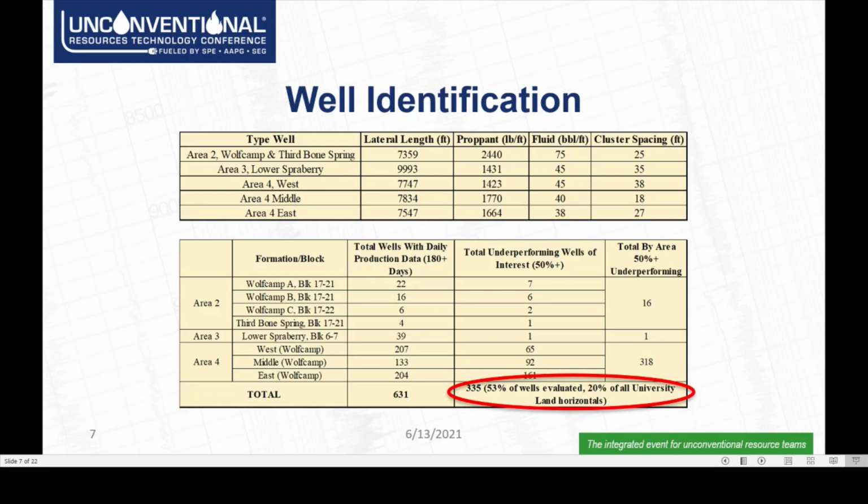So when looking at this chart, you'll notice that 335 wells, or 53% of the wells evaluated, or 20% of all university land horizontals are underperforming.